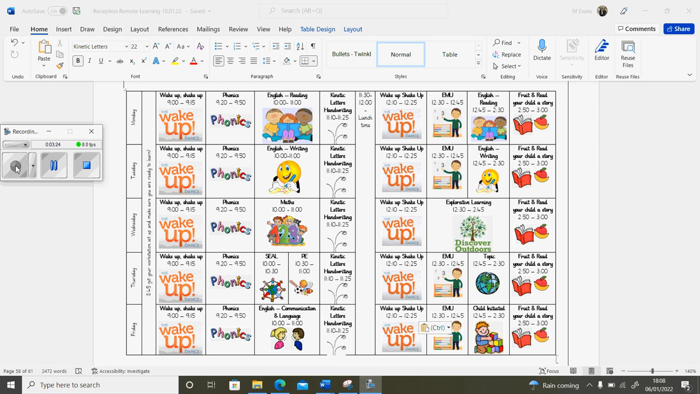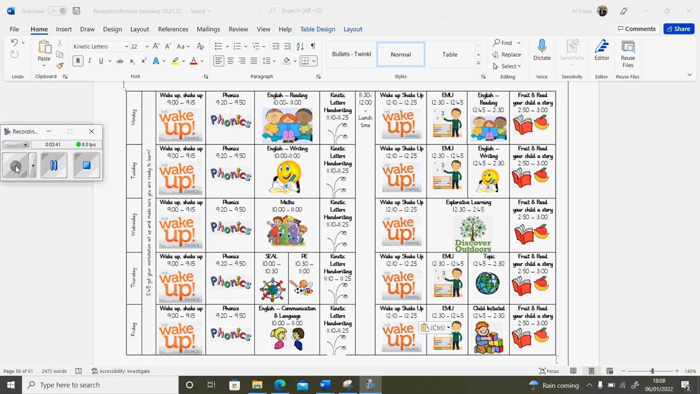We're going to carry on looking at balancing. So there's some nice activities for you to do to help you with your balance. Then we move on to handwriting. Then we've got our lunch. Then we've got our wake up, shake up in the afternoon to get ourselves ready for our learning. We've got our emu and then we've got our topic.